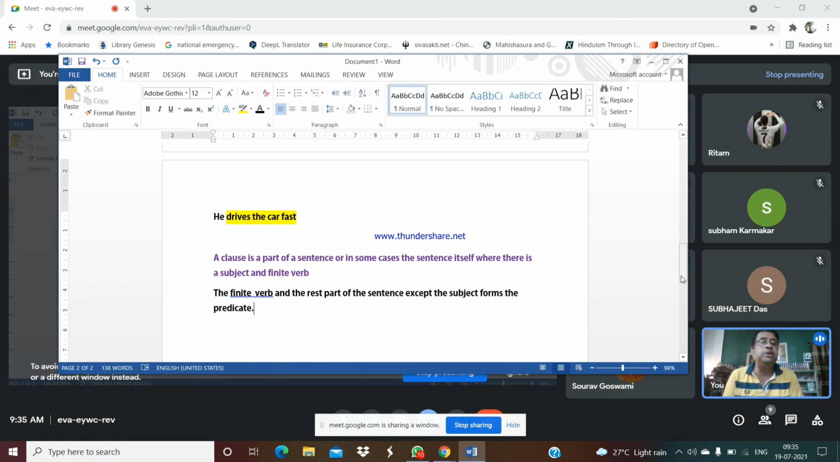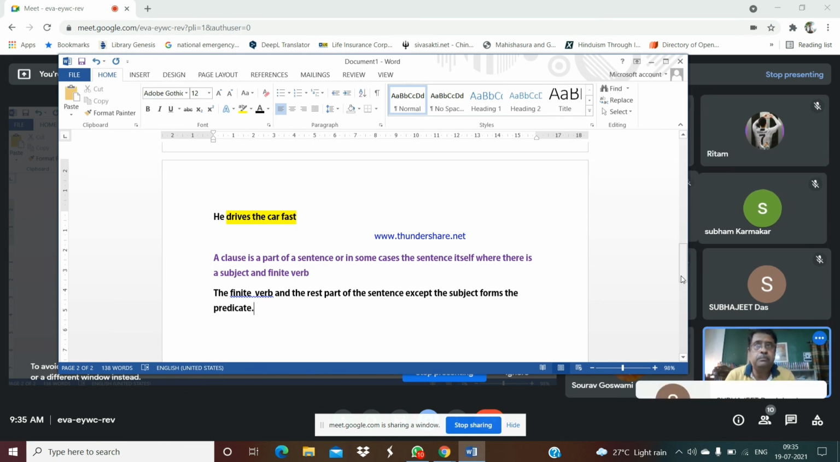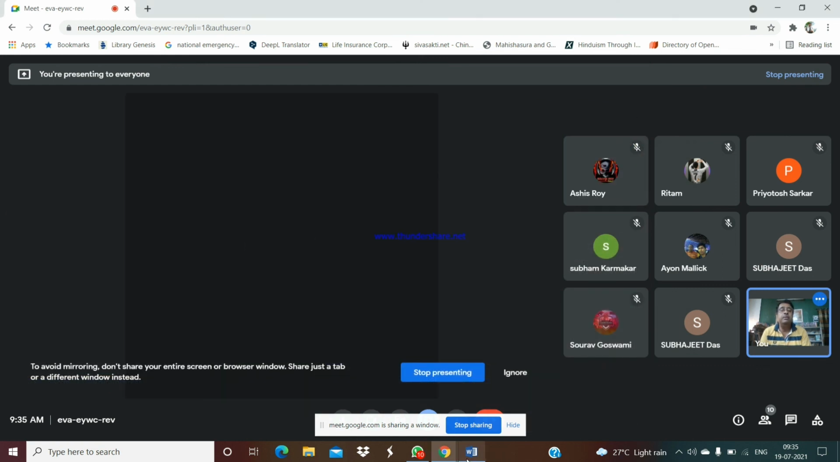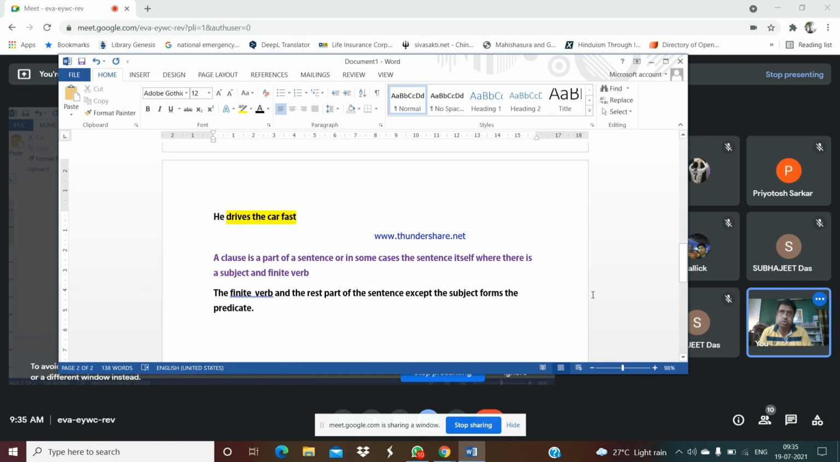Yes, sir, the definition of clause is that a sentence formed with a subject and a verb is a clause. Yes, that is right, the subject and the finite verb, but along with the finite verb the rest part of the sentence, which is not another clause, the whole thing is a predicate.